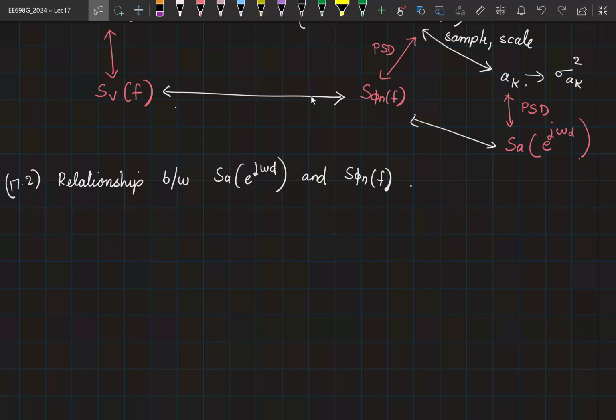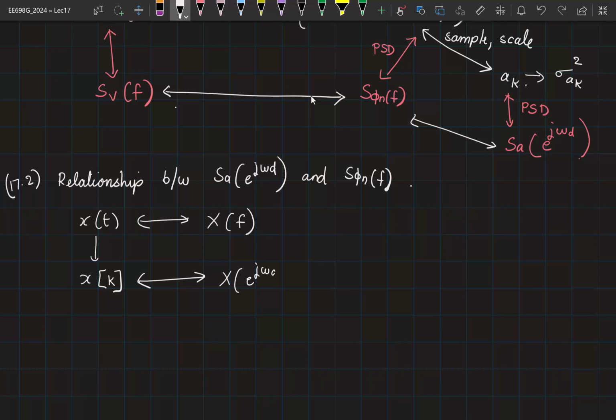It's basic sampling theorem. So if you have an x of t, you can take its Fourier transform and get x of f. Now you can sample this and get x of k, and if I take the DFT, you will get some x of e power j omega d. So you know that the relationship between them is basically there is a scaling involved. You create replicas at every sampling frequency, and then you change the frequency x-axis. So this is what you do.